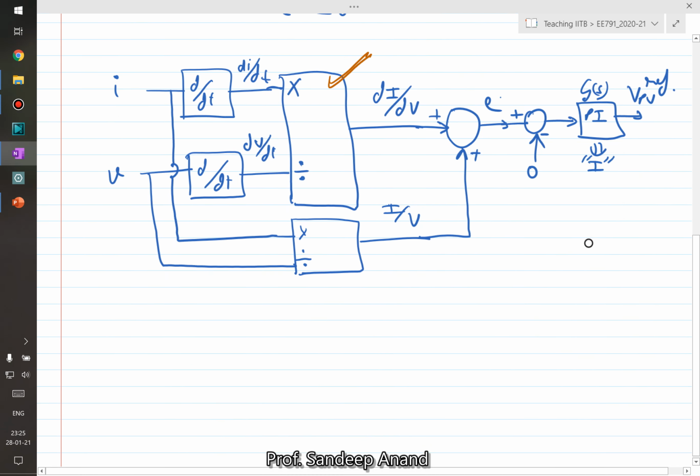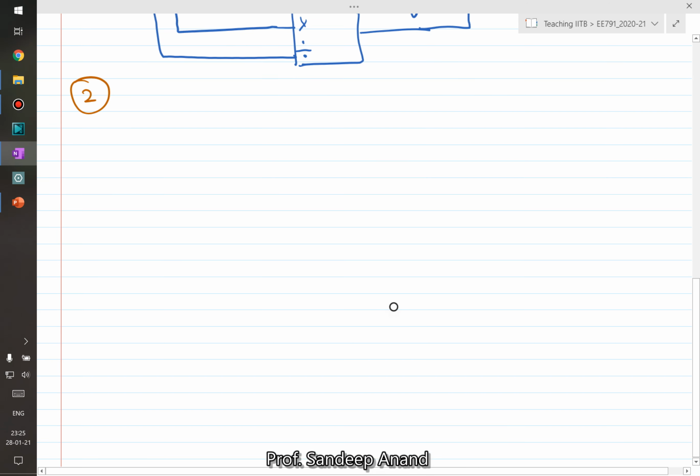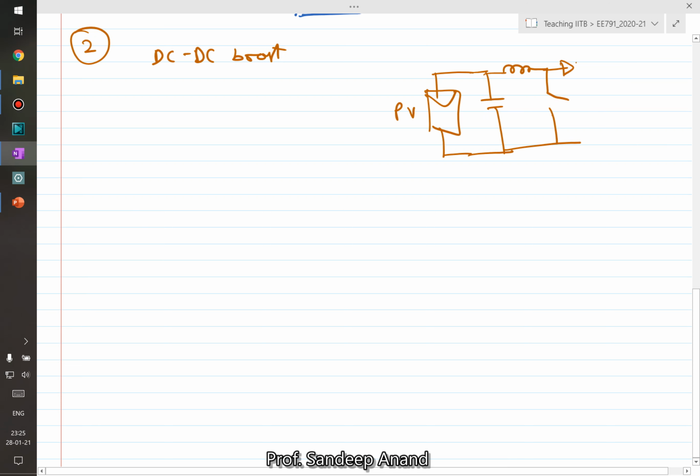So let us have a look at the second version or the second flavor of the incremental conductance method, which is not exactly incremental conductance, which has a little bit of difference. To talk about the method, let me take an example of a DC to DC boost converter, which is integrating the PV. Right, so here let's say we have a boost converter, and its output is fed to a load.